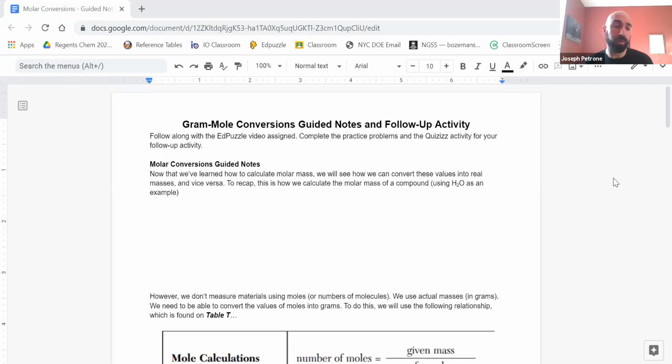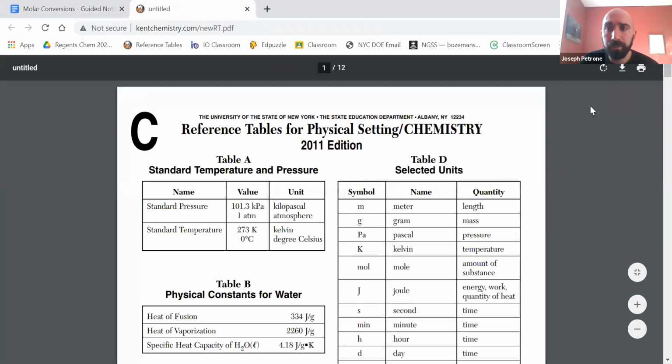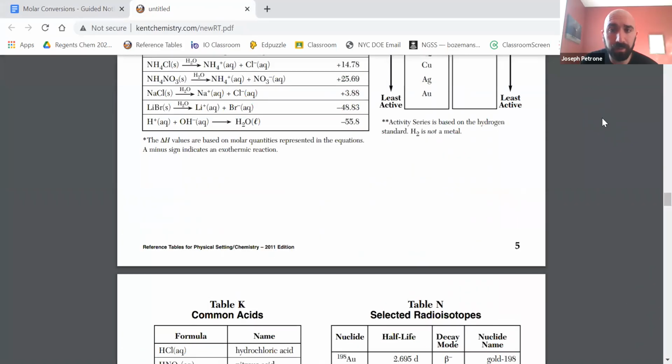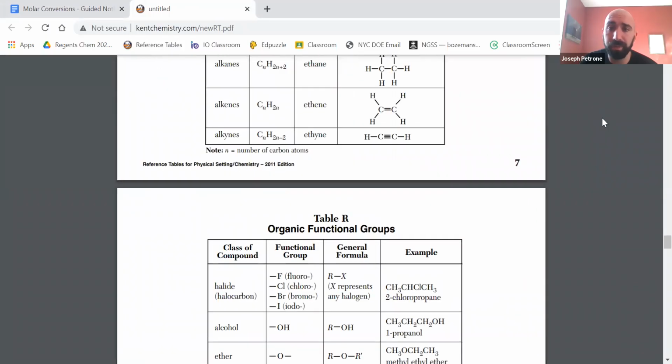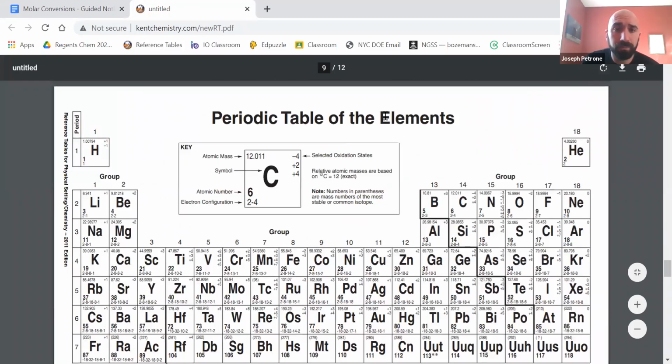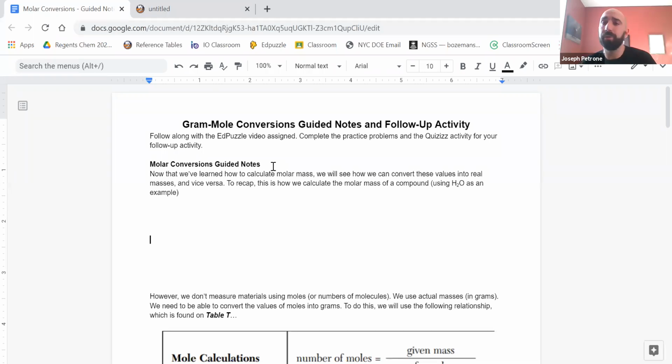Just a reminder, you are going to need your periodic table. So use the reference table version of it. Actually, I'll open up that as well, so we can do that. Here we go. Let me scroll down to the periodic table. And of course, if you have your paper copy, that is probably even better. Okay. So once again, we're going to take a look at calculating the molar mass of H2O just as a kind of review from class.